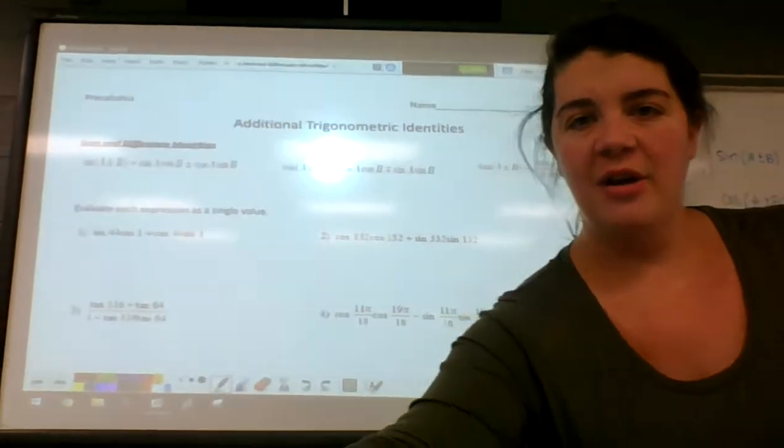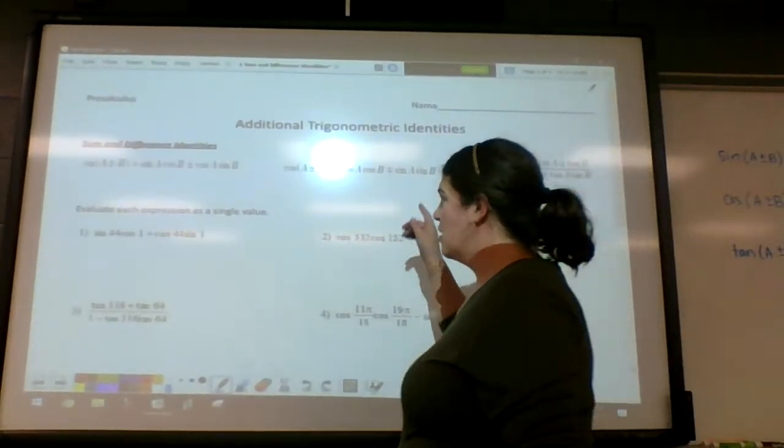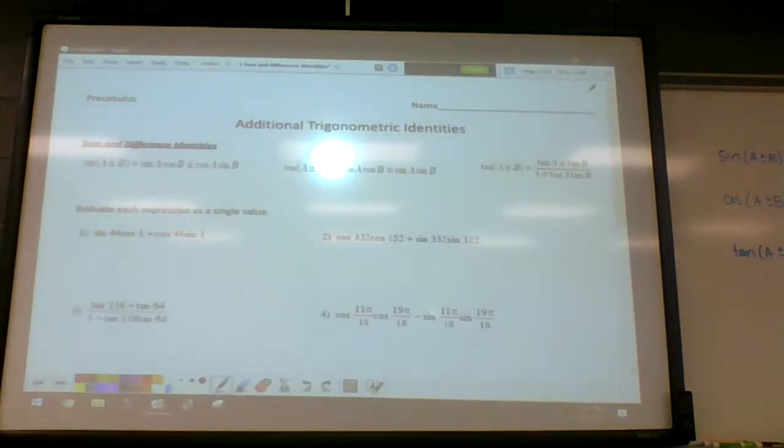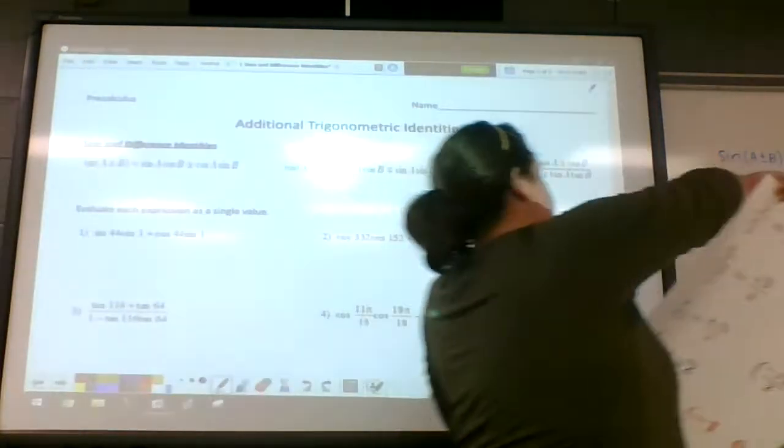All right, so you have your sum and difference identities up at the top, called the sum and difference identities. The first one is sine, cosine, tangent, right? I'm going to pull this out so we have this for our reference here.